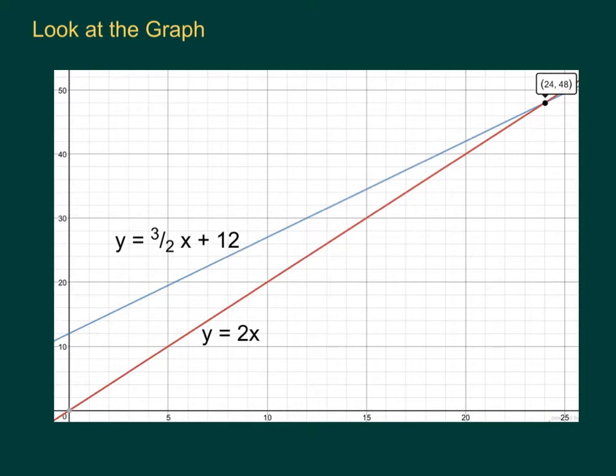Any more pies than that, and we're making money. Any fewer pies than that, and we've lost money. But that's what the graph tells us. Where these lines intersect is going to tell us exactly what our solution is.